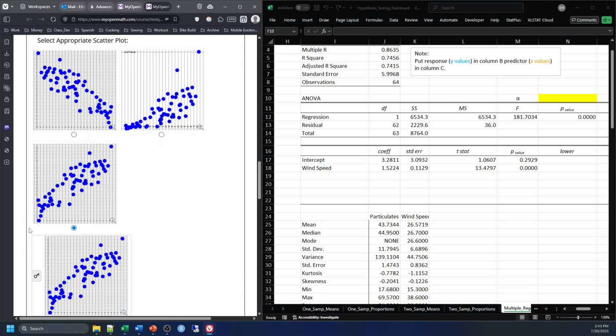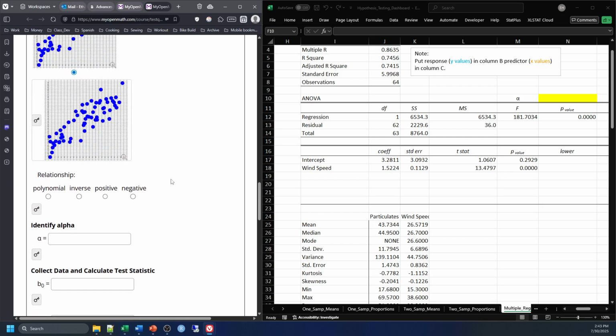Yep, a positive relationship. Now, I'm not going to put that in the exam, but I might ask you, do we have a positive relationship or a negative relationship? And so this one is definitely positive.